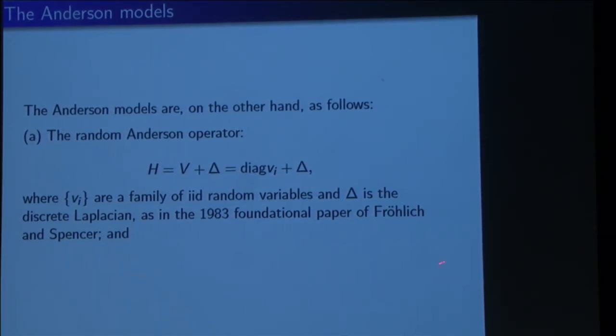Its symbol is cosine x, where V_i is a family of IID random variables. So you have a matrix with random entries on the diagonal, plus a discrete Laplacian. This is the model in the 1983 foundational paper of Fröhlich and Spencer for Anderson localization. So that's the random Anderson model.